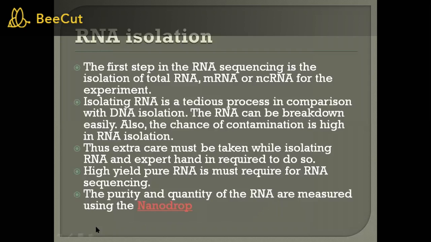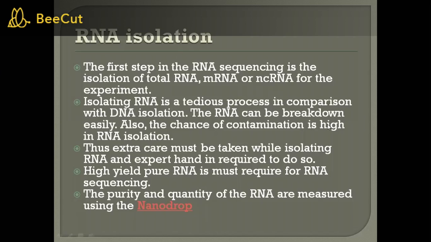First step is RNA isolation. The first step in the RNA-seq is isolation of total RNA, mRNA, or non-coding RNA for the experiment. Then after isolating the RNA, this isolation of RNA is a tedious process in comparison to the DNA isolation.